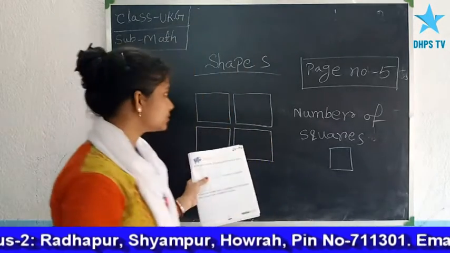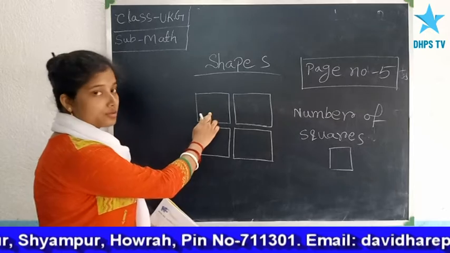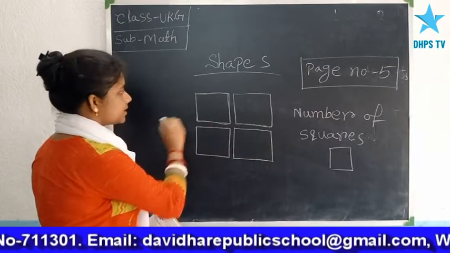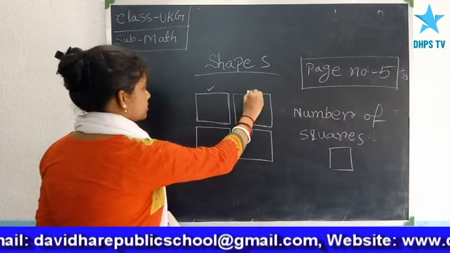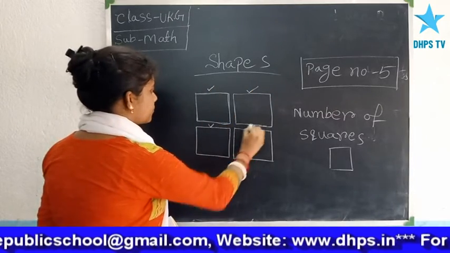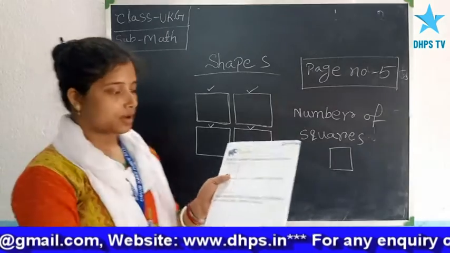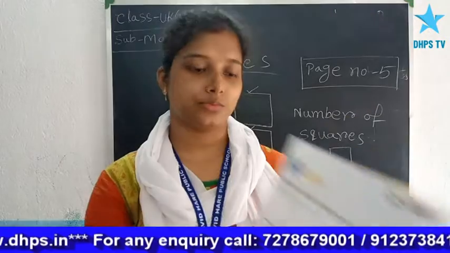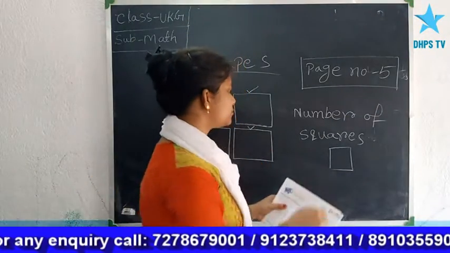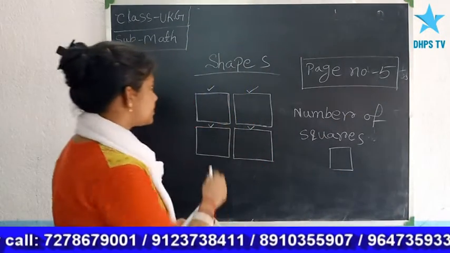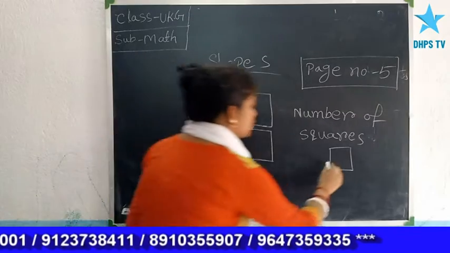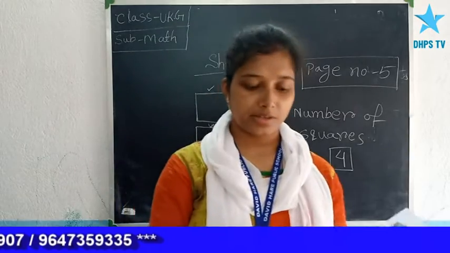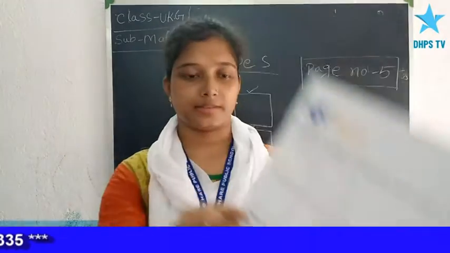Now look at the board. This is the shape of a square. This shape is called square. And here you can see 1, 2, 3 and 4. 4 squares. Now see in your book, there is a blank for you. Number of squares. You have to write here the number of squares. You can see there are 4 squares. So write here 4. And then read this headline.